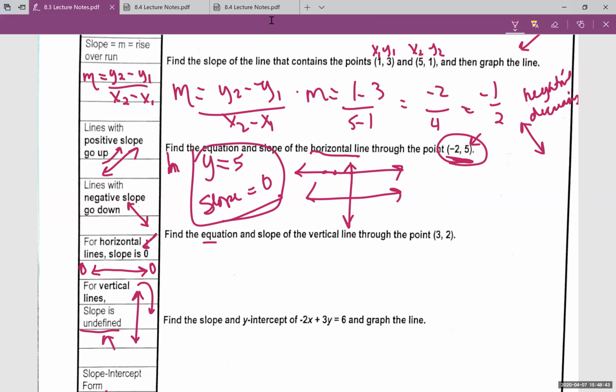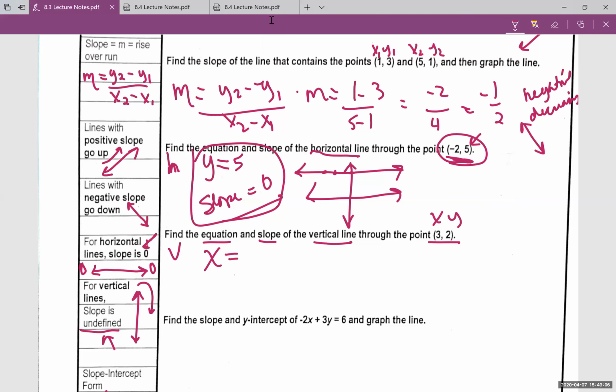Okay, now find the equation and slope of the vertical line through the point 3, 2. Okay, vertical lines, are they x equals or are they y equals? Vertical lines, think of the V. Remember how I told you that the x has all these little v's in it? Okay, well these are x equals lines, vertical lines.